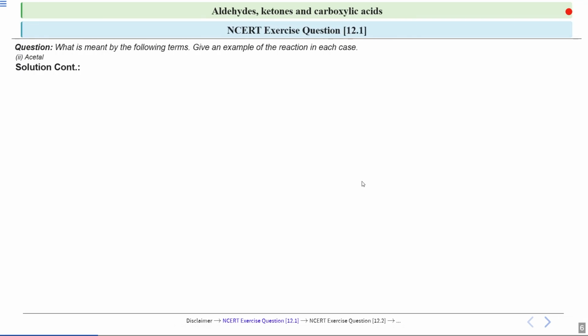Now moving on to the next part, which is the acetal part. If you see over here, this is a representation of how an acetal looks like.